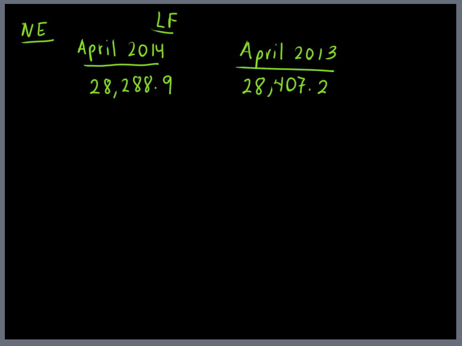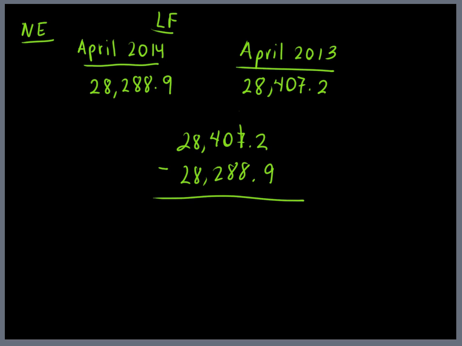So I need to subtract 28,407.2 minus 28,288.9. I should have just put this in the calculator. That gives me 118.3. That's the difference. It did not tell me to calculate the growth rate, so I'm fine just leaving it as a number.